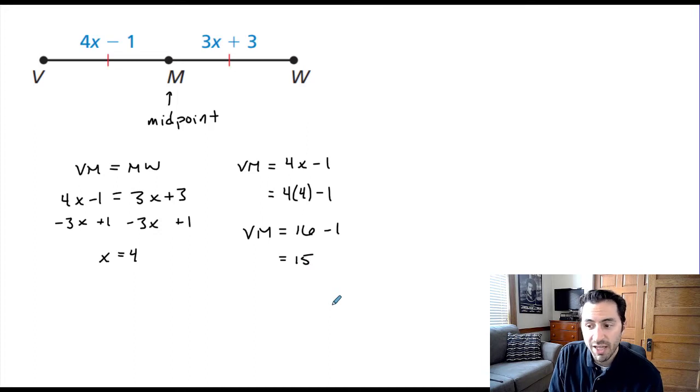Because M is the midpoint, if VM is 15, that also means that MW has to be 15 because those two segments are the same. And if those are both 15, the entire length of VW is twice as big as that, so it's 30.